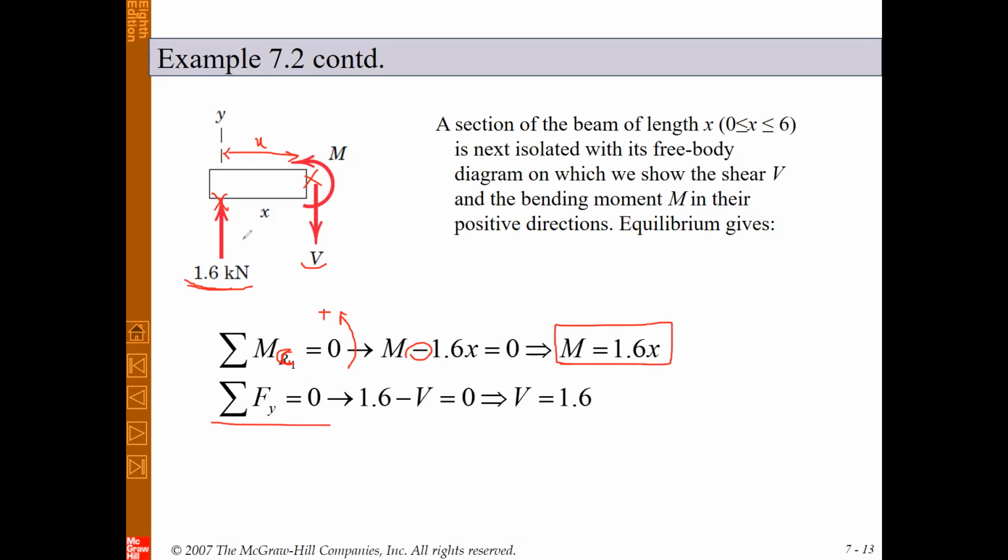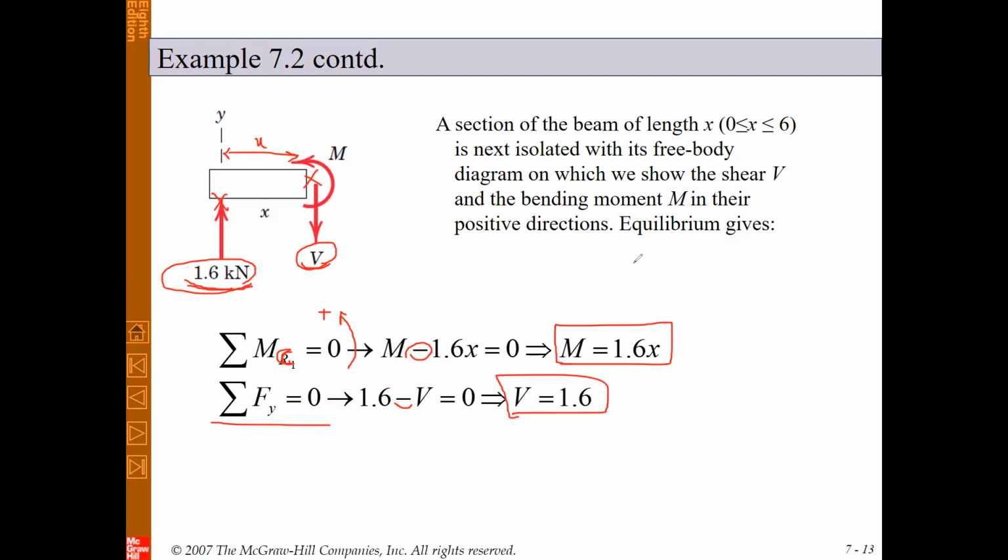In the vertical direction, or y direction, we have a 1.6 kilonewton force in the upward direction, and the shear force V, and finally the sum must be equal to 0. The shear force is in the downward direction, so it has a negative sign. So 1.6 minus V is equal to 0, and finally we can conclude that V is equal to 1.6.